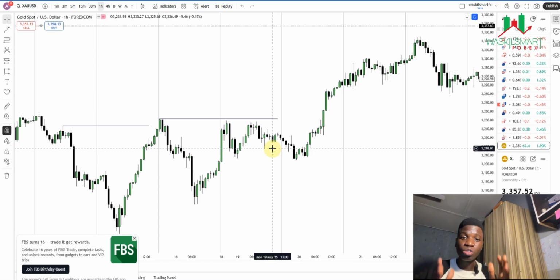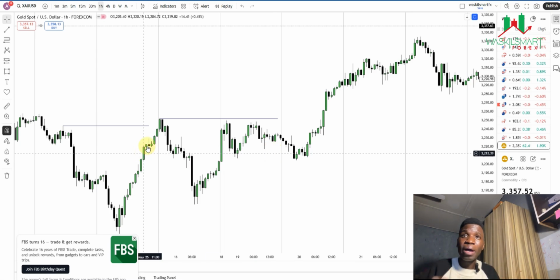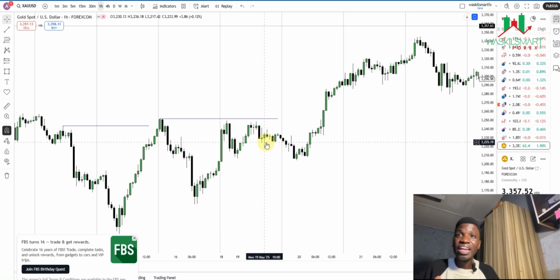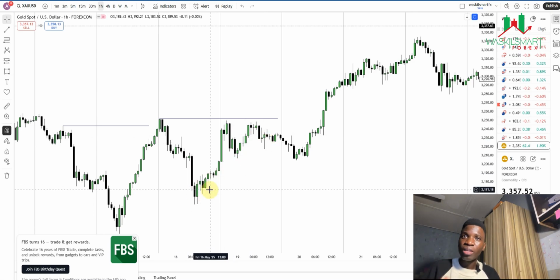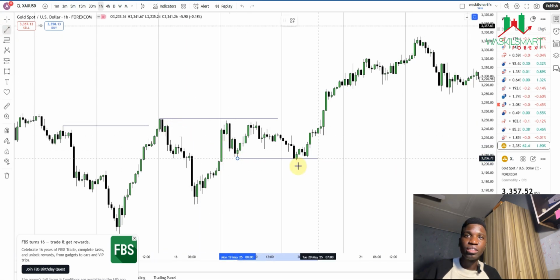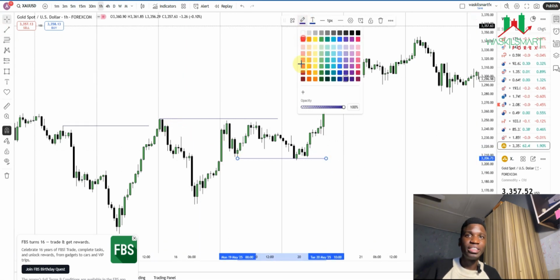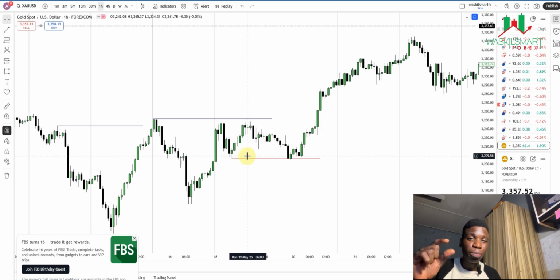We know that the market is going to buy, but guess what Monday did? Monday consolidated. Monday did not buy immediately the way Friday did. And the next day, on Tuesday, I knew the market was going to come for this liquidity here. That is what they call manipulation.